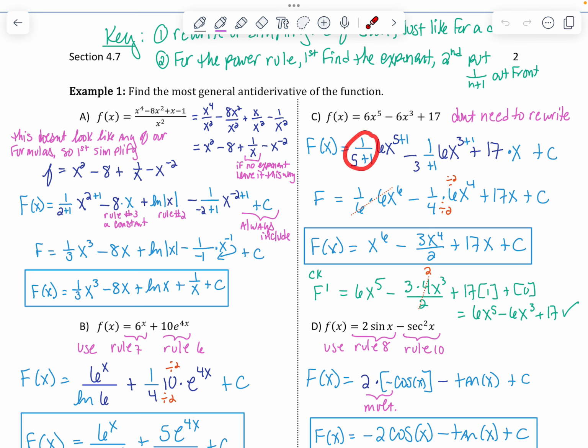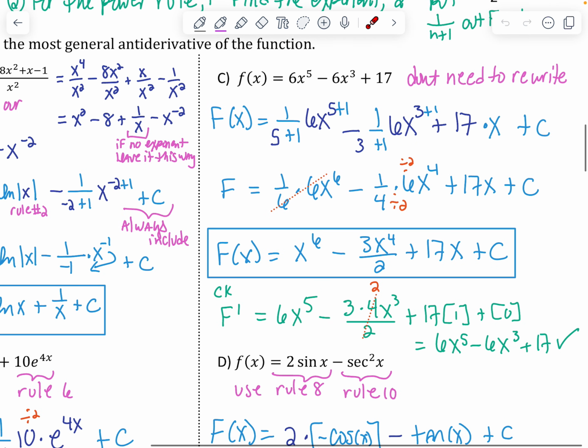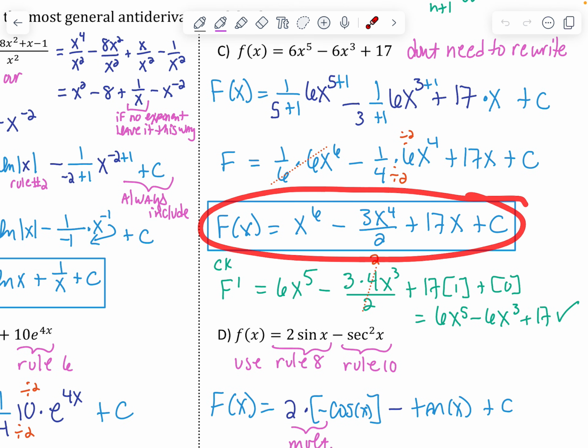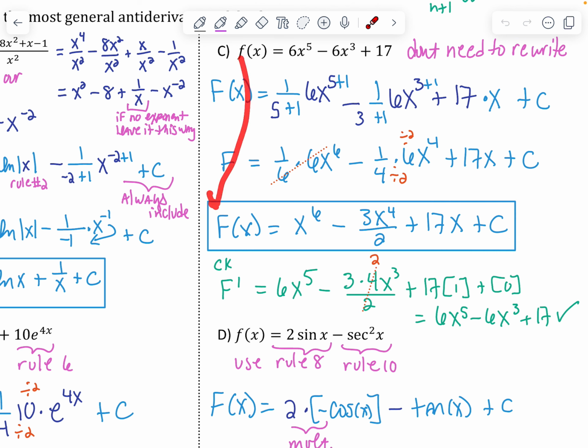I should have said 5 plus 1 is 6, and so I'm dividing by 6. But in our case, we already had a constant of 6, so I can simplify those to just get x to the 6th. My 3 plus 1 became a 4, which becomes a denominator. And since the 6 in front was really like over a 1, I can divide the numerator and denominator by a 2 to simplify this to the fraction 3/2 to write out front as part of my term. Plus 17x, I don't need to do anything. Plus c, I don't need to do anything. And now I've got my antiderivative.